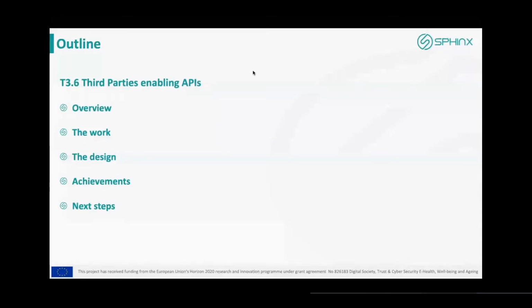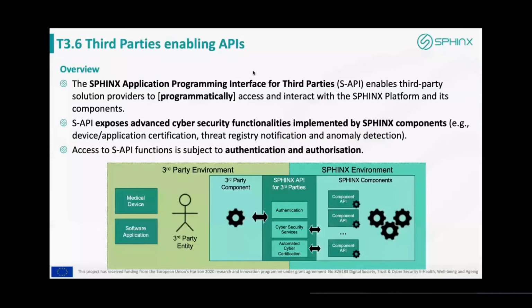So to remind, the third parties enabling API is the part of Sphinx which enables third parties to programmatically access and interact with the Sphinx platform and its components. So it's in a way opening Sphinx to external parties which can bring and add value from the system. It exposes the cybersecurity functionalities as mentioned. Obviously the access will be restricted, so it's subject to authentication and authorization for the functions and also for the third parties.